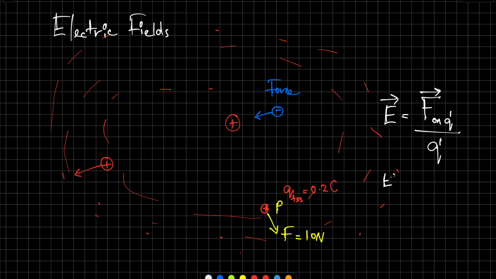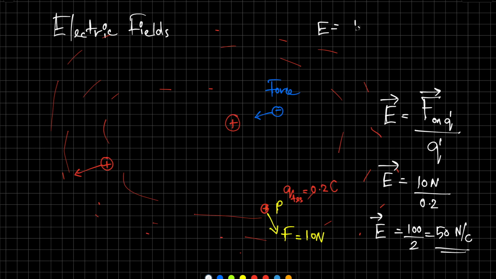So electric field at point P will be equal to force on this test charge, 10 newtons, over the magnitude of the test charge, 0.2 coulombs. So electric field will be 100 by 2, which is 50 newton per coulomb. Newton per coulomb is the unit of electric field.